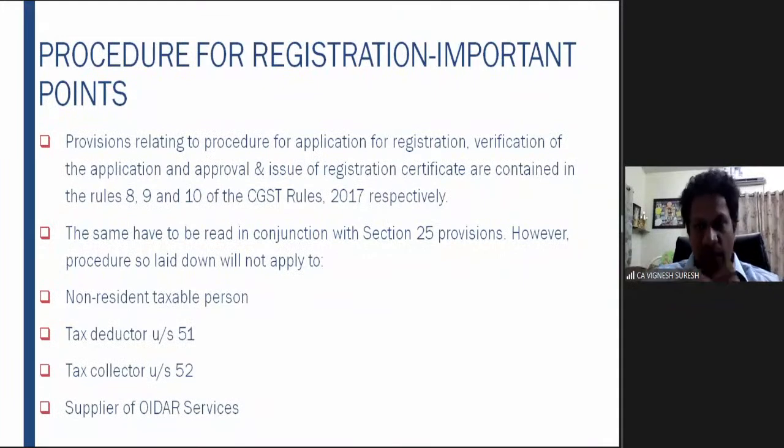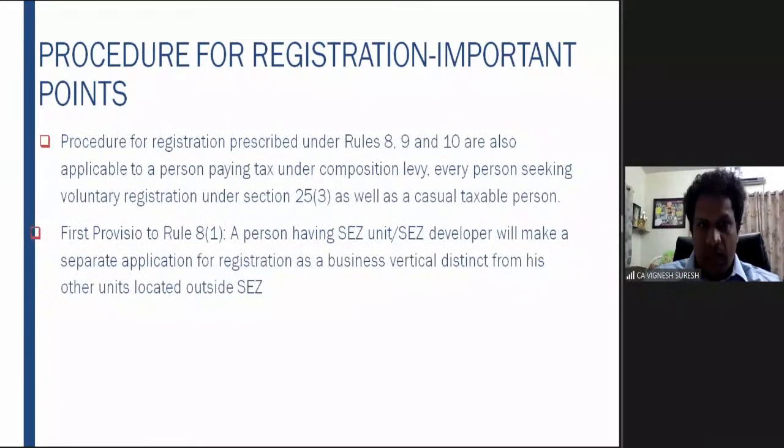But whatever procedure is given here will not apply to non-resident taxable person, tax deductor under section 51, tax collector under 52, and supplier of OIDR services. Please remember that the registration procedure for non-resident taxable person, tax deductor under section 51 of CGST, tax collector under section 52 of CGST, supplier of OIDR services, in these four situations, the procedure is different from your regular GST registration procedure. So therefore, this standard procedure will not apply to these four cases.